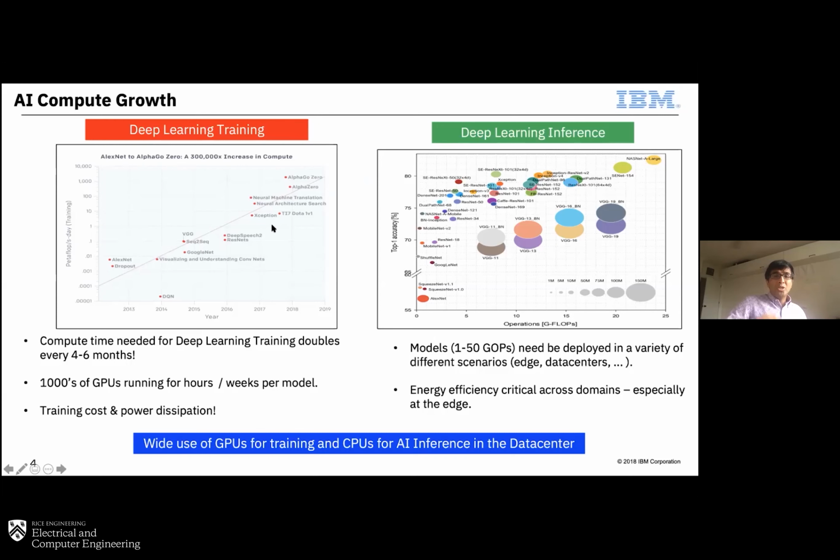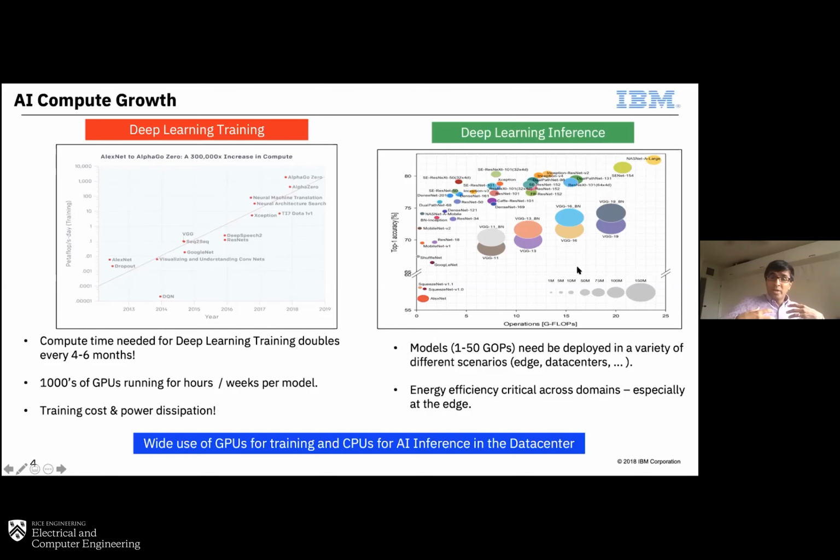And this has huge implications on training cost and participation. If it takes $1 million to train a deep learning model, it's really hard to democratize AI. So it's really important to be able to reduce the cost, both in terms of the time needed as well as in terms of the power dissipation, to be able to do that in a way that is consistent with building large models but is energy efficient. On the training side. On the inference side, we have a similar problem.